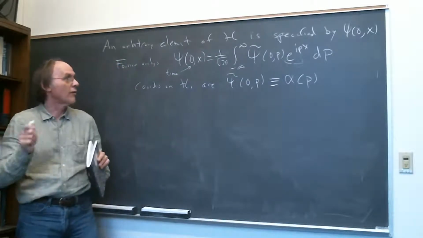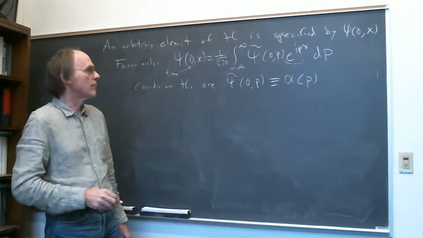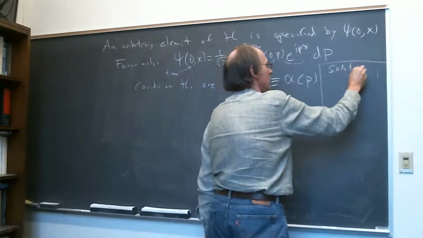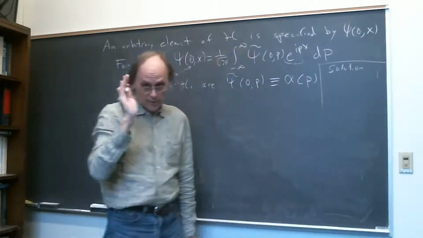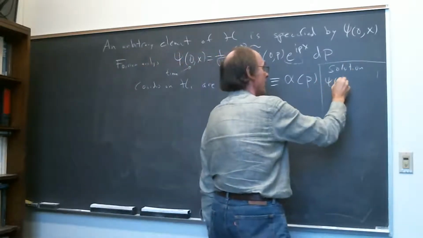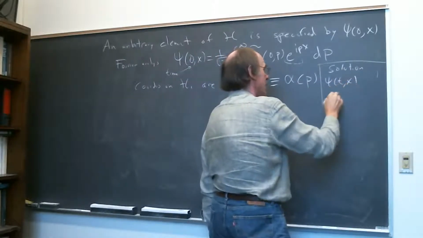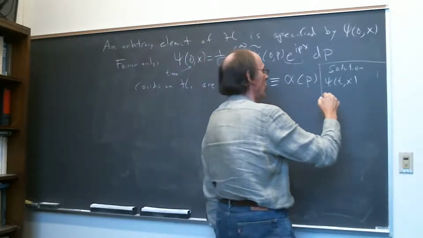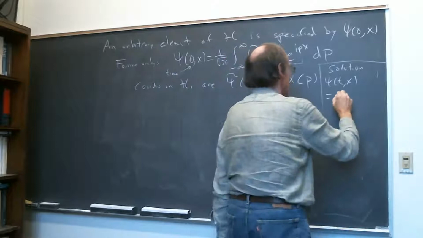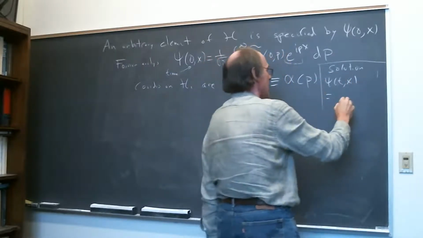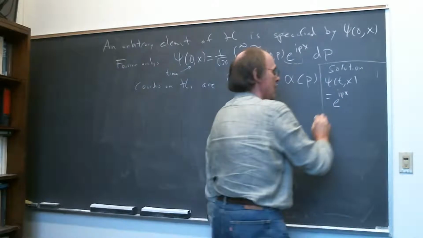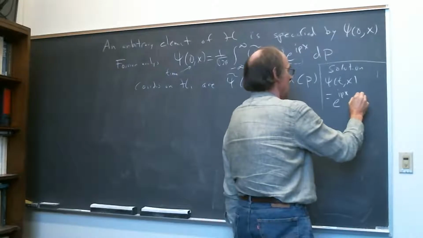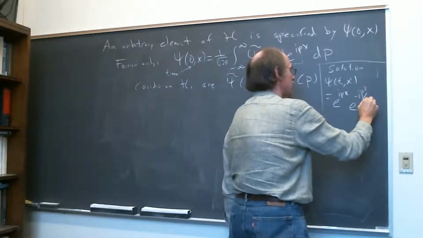So one thing that's confusing is what a solution with a fixed p is going to look like. A solution with a fixed p is going to be an e to the ipx, and then it's going to have a time dependence, which is just e to the minus i times the energy, which is p squared over 2m.